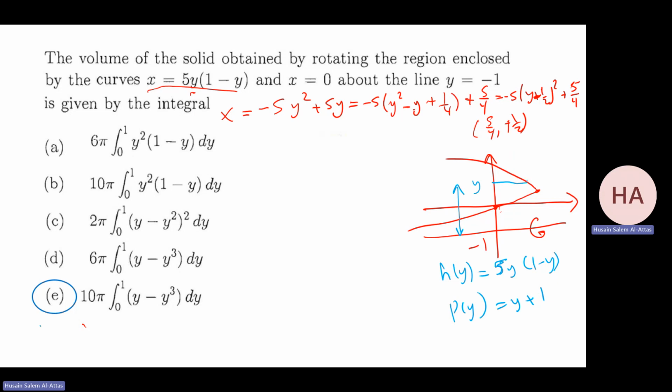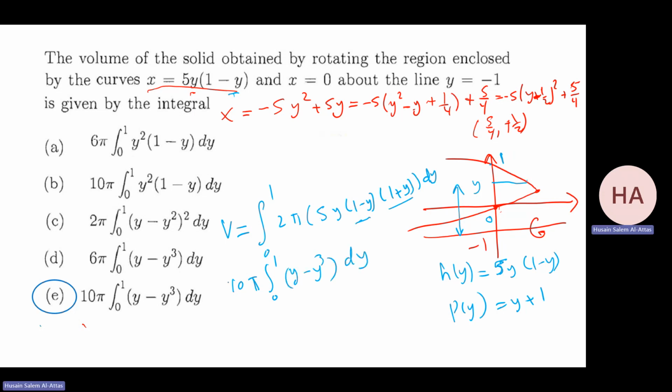So for the volume, from where to where? The y values. That will be from 0 to 1. This is the value 1. y equals 1 will make x equal 0. So the volume will be from 0 to 1, 2 pi times what? 5y times 1 minus y times 1 plus y, dy. 5 times 2 pi, that I can take out, 10 pi. And this is 1 minus y squared times y. So we have y minus y cubed dy. And that will be my answer.